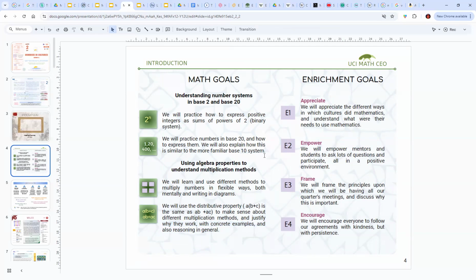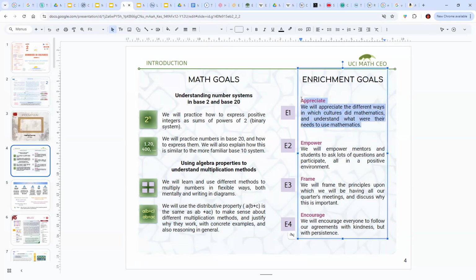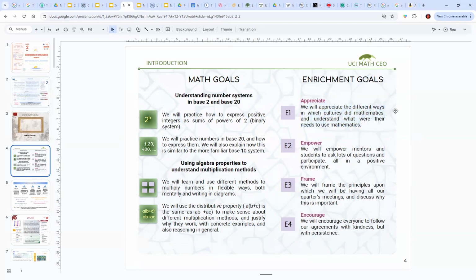You can also learn the enrichment goals here, but the first one is almost the essence or the soul of the meeting. We appreciate the different ways in which cultures did mathematics, so in very diverse ways, and also understand what were their needs to use mathematics in a cultural way. So there's going to be also a lot of talk about these ancient cultures. Why did they care for doing math? What needs they had? And I think that's important to appreciate math as not something that's just done and forever existing, but something that actually develops through time.